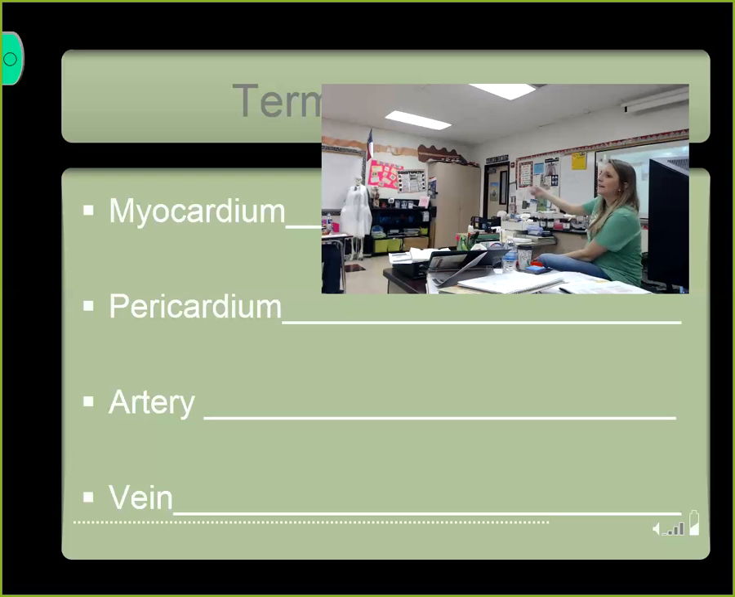Veins go back into the heart. That's how I remember that one. Vein has I-N, so it goes back into the heart, or back towards the heart.